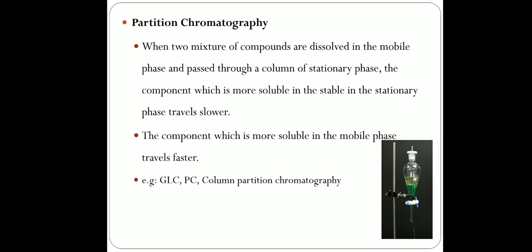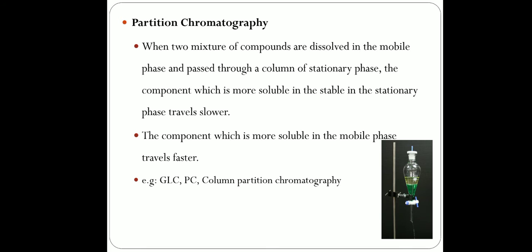The component which is less soluble in the stationary phase travels faster. Less soluble in the stationary phase means that it will be more soluble in the mobile phase. Thus the separation takes place. And examples for partition chromatography are gas liquid chromatography, paper chromatography, column partition chromatography, etc.